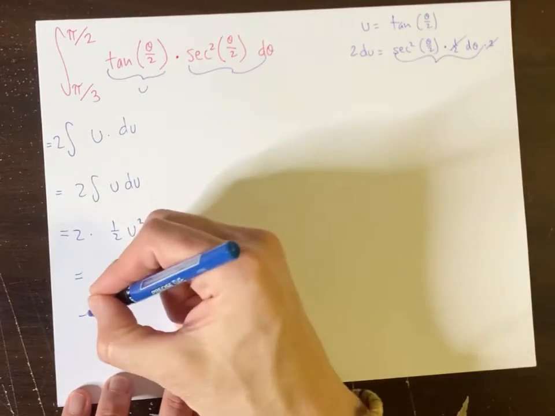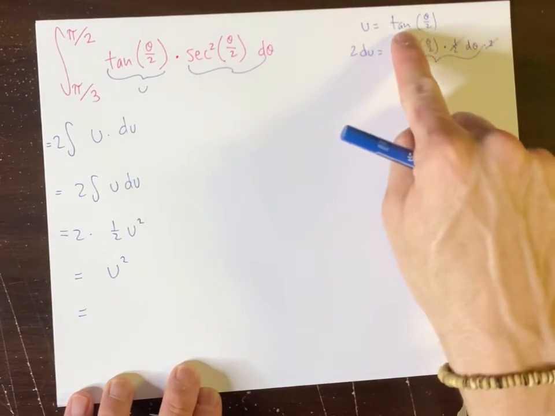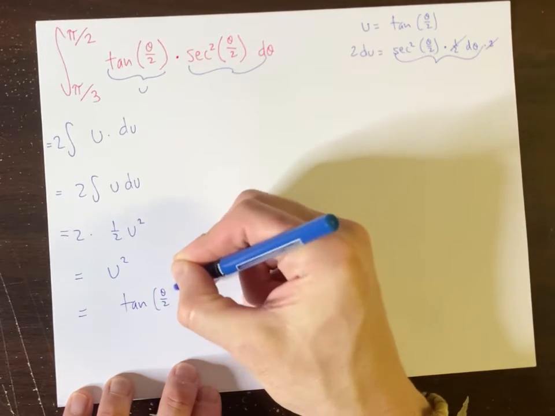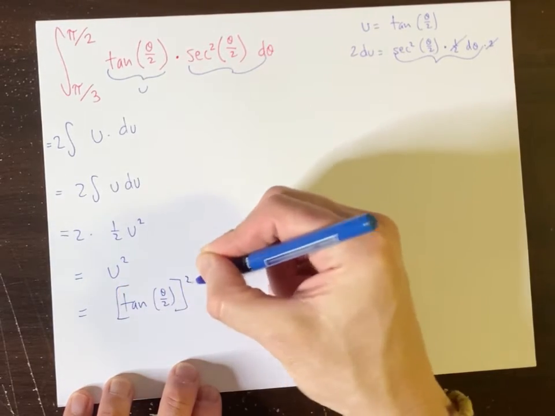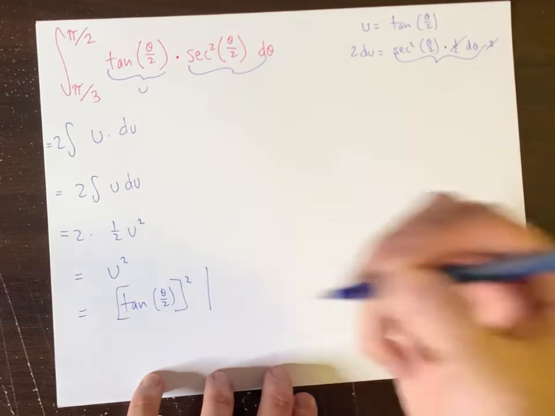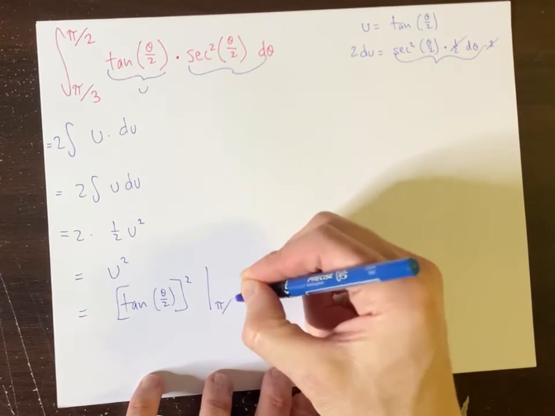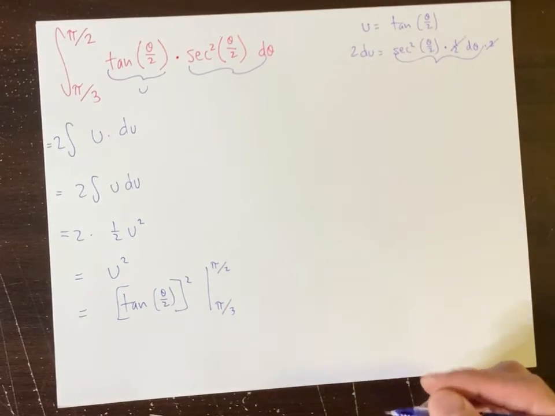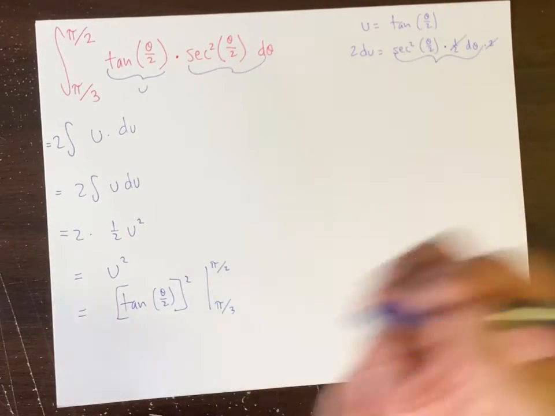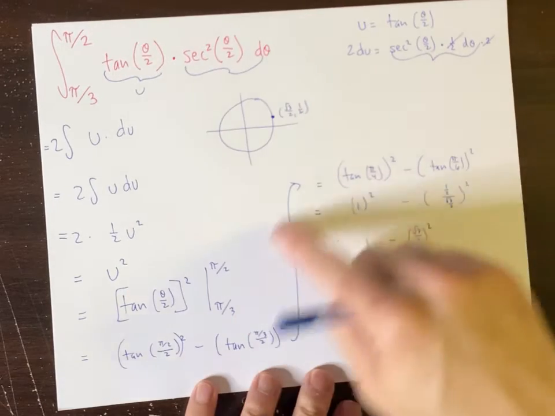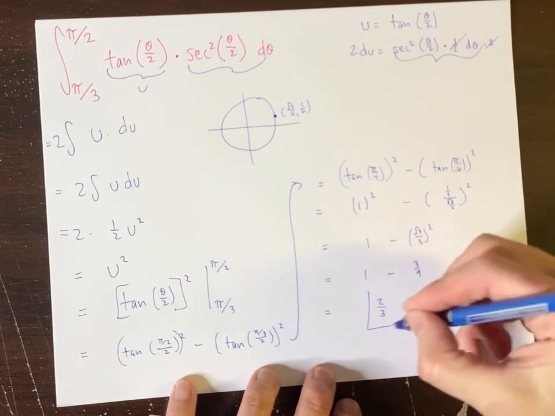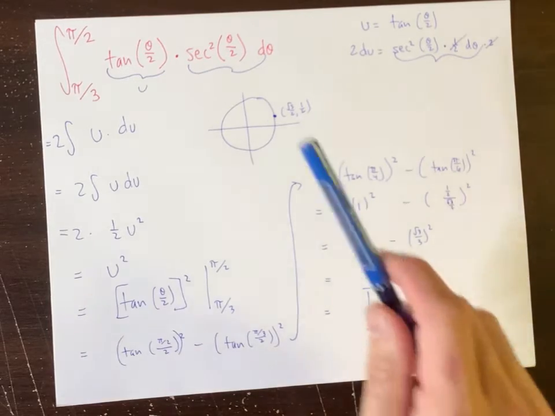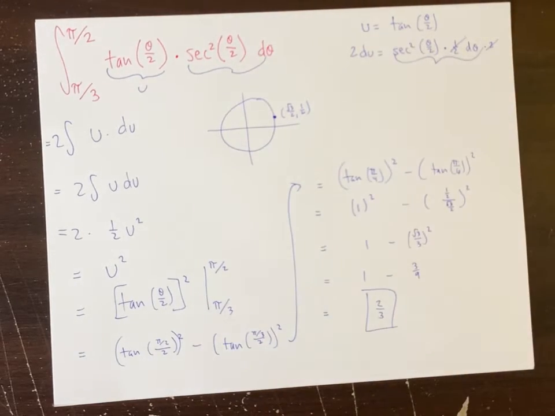But then remember that u is that there. So this is tangent of theta halves, quantity squared. And this is to be evaluated from pi over 3 to pi over 2. And you know what to do. You can just plug this in, but I'll do it nonetheless. So I did some stuff here, and I got a value of 2/3 to be the final answer. So that's what I got for this problem here. So the key was to use a u substitution.